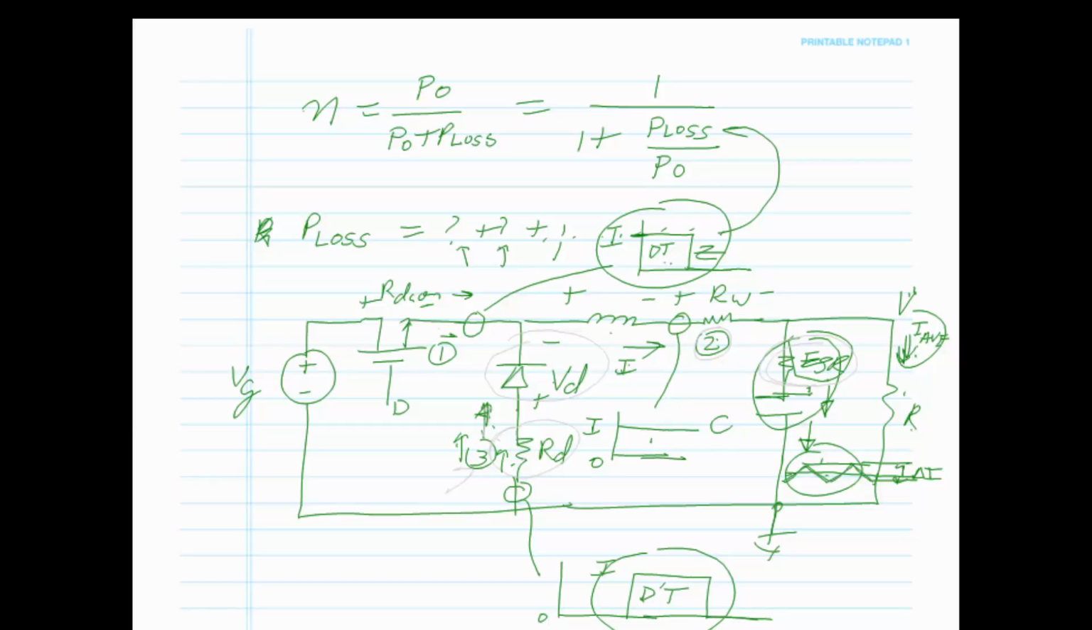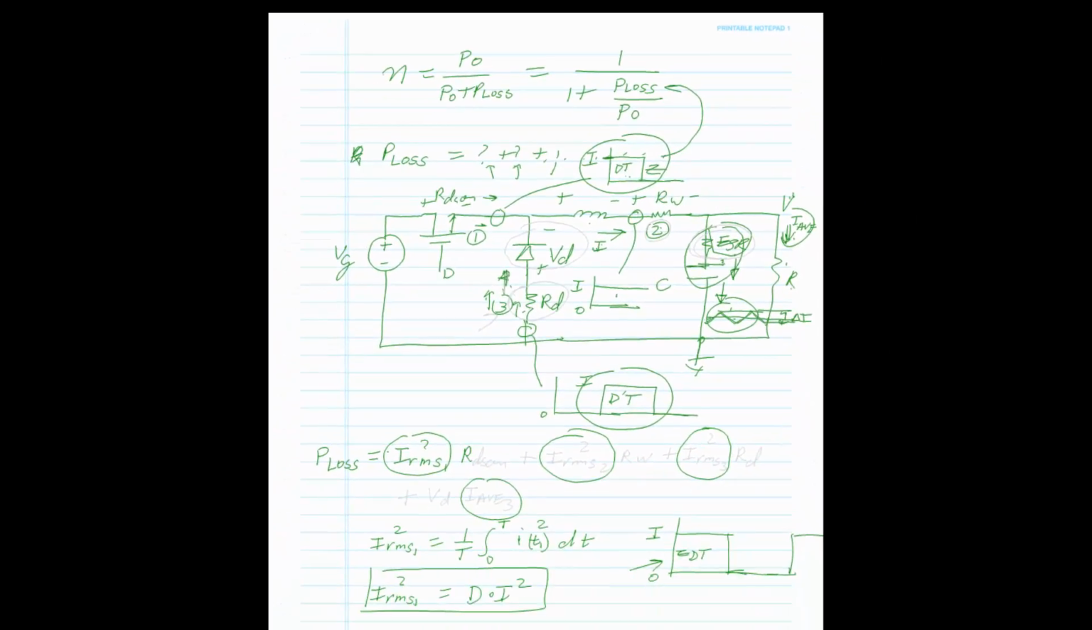Okay, so what do we have? We're going to have RMS, because it's a resistor, 1 squared times what? RDS on. That's the current going through here. Plus, what is the current here? RMS of the second circuit squared times RW. Plus, the current here now is split, so I'm going to have an RDS on here, an RMS current here, 3 squared times RD.